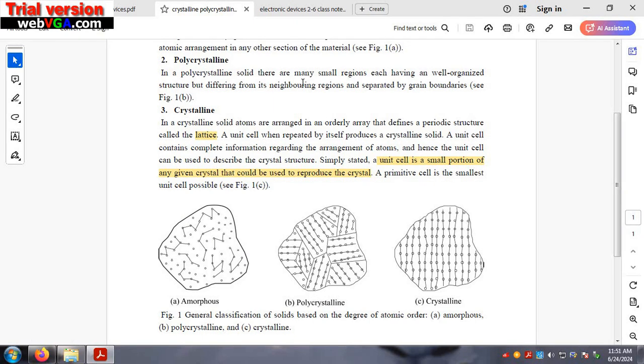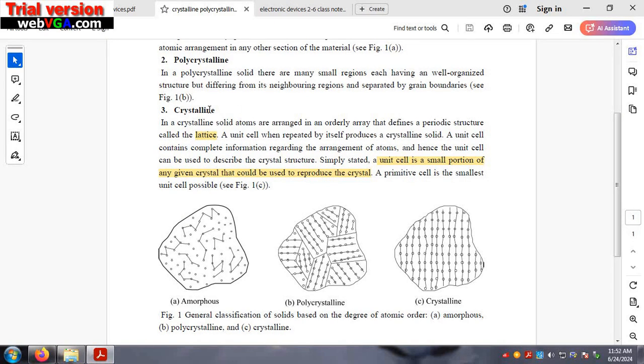Secondly, the polycrystalline structure. Here in the polycrystalline structure, you find several zones. Inside a small zone, you find some definite structure, but it is not uniform throughout your structure. So here in figure B, the polycrystalline structure is described.